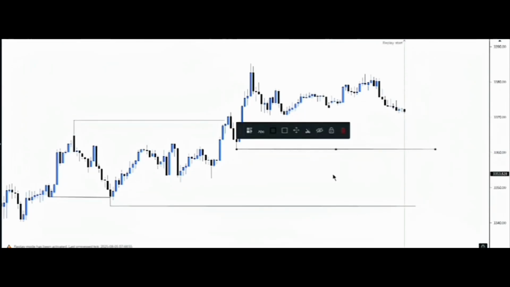Now price has printed this high. For this high to be confirmed, it needs inducement, and here is the inducement in the market. So if price takes out this inducement, then our high can be confirmed. So with that being said, let's play price.